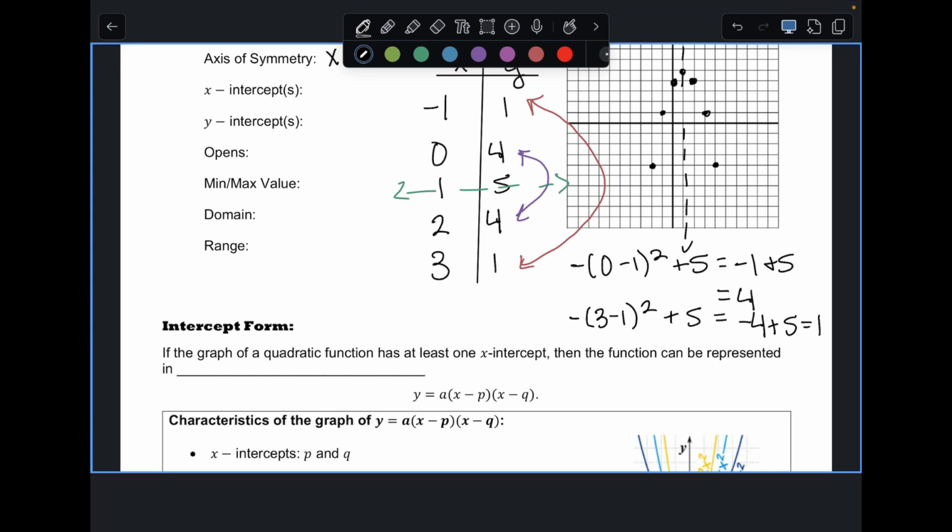You just need enough to get that U shape and figure out how narrow or wide it is. Do you just need 5 points? 5 points, vertex, and then 2 on each side. And your axis of symmetry.